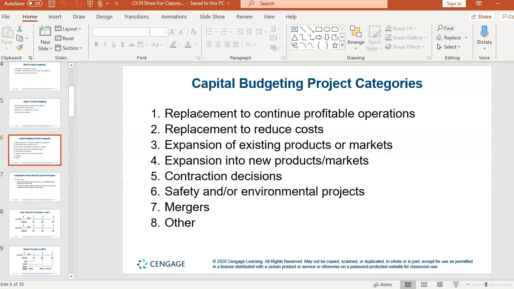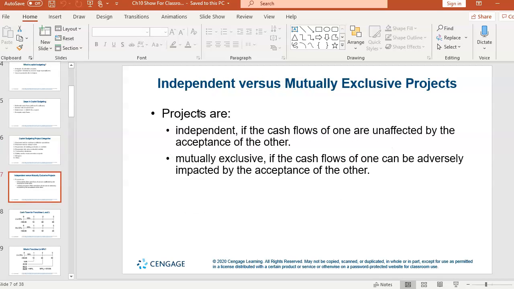We could expand, adding capacity to a factory, launching new product lines, getting into new markets. That kind of covers 3 and 4. We can also contract. We can say, maybe we need to spin off something, or a product line's not profitable anymore, so we're going to get rid of it. Projects that deal with safety and environmental issues: quite often it's, if you don't do this, we're going to fine you, right? There'll be a penalty to pay if we don't do the project. Mergers and others. Those are the big ones that you might think through.